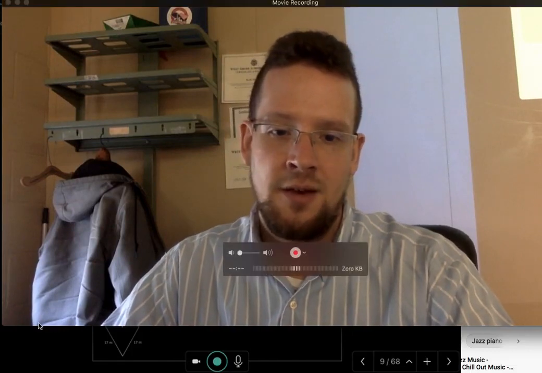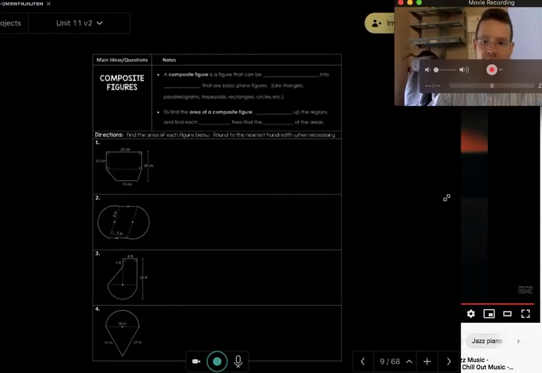Today we are going to be looking at area of compound figures. Now, compound or composite figures are two figures that are put together. They can be divided into different regions, and we can find the area of those regions separately and then add their sum to find the area of the whole thing.